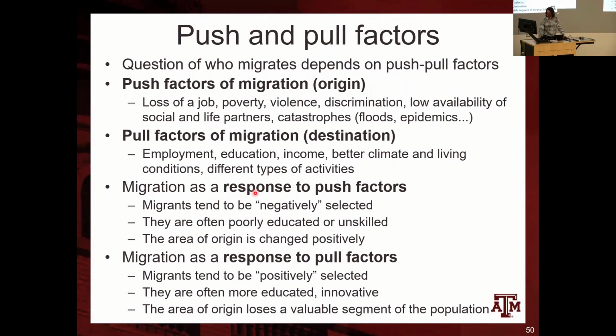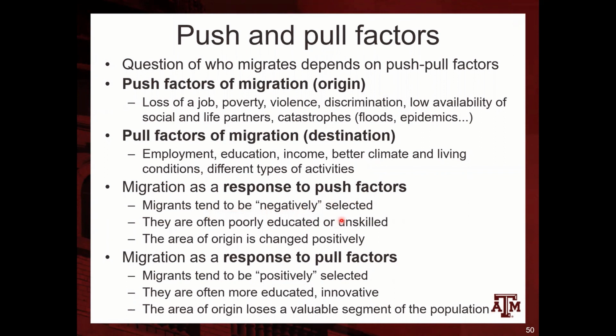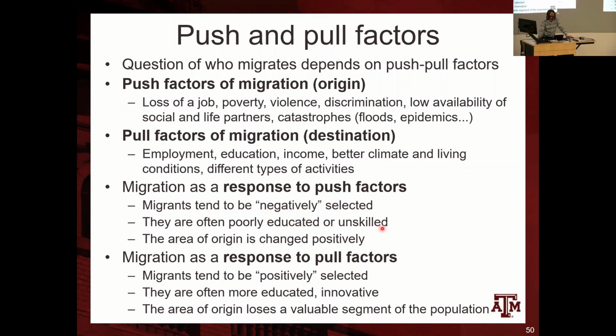So migration is a response to both push and pull factors. And here is an important distinction. When people are migrating mostly because they're experiencing all these negative factors in the area of origin, when migration mostly is a response to push factors, migrants tend to be negatively selected. What does it mean, negatively selected? Usually the ones with lower levels of education, lower levels of skills will tend to be the ones out-migrating from those areas.